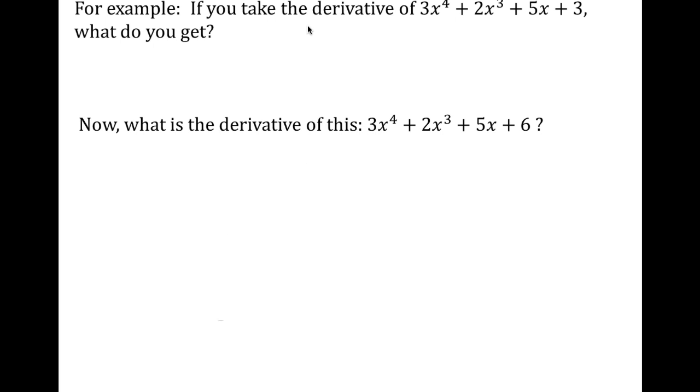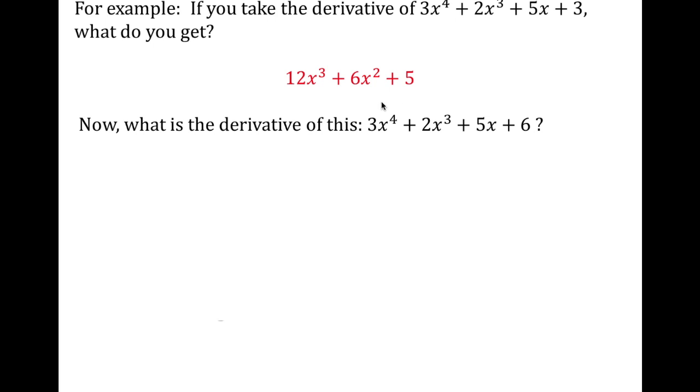You have this in your notes. What happens when you take the derivative of 3x to the fourth plus 2x cubed plus 5x plus 3? Go ahead, take a minute. What do you get? Write it down. I hope you got 12x cubed plus 6x squared plus 5.